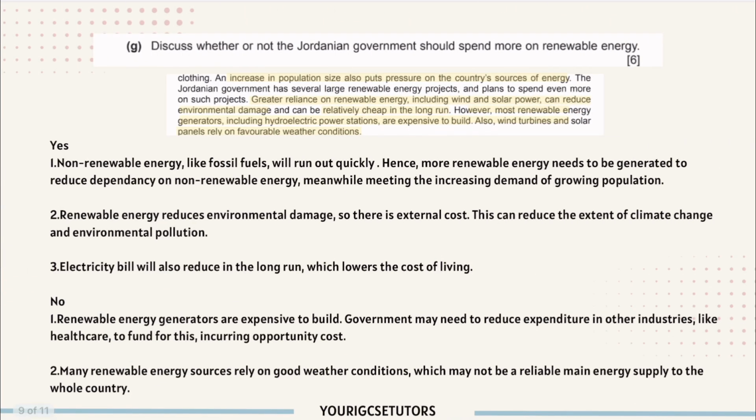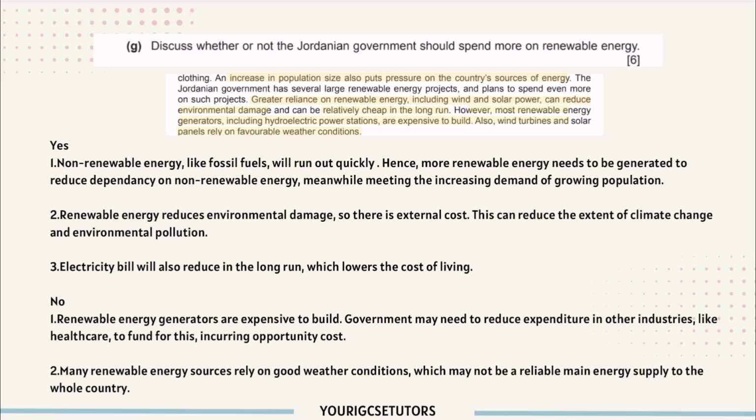Question G. Discuss whether or not the Jordanian government should spend more on renewable energy. Again, refer to the text. So you can read, increase in population size puts pressure on the country's sources of energy. Greater reliance on renewable energy, including wind and solar power, can reduce environmental damage and is relatively cheap in the long run. So here are the reasons why the government should spend more on renewable energy.